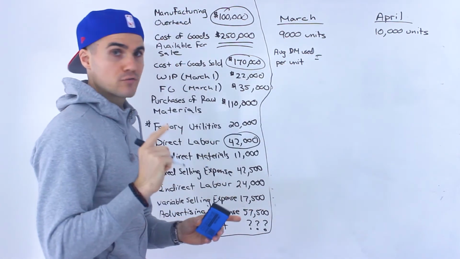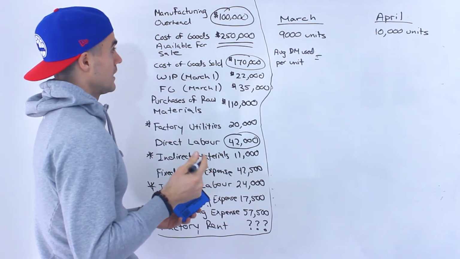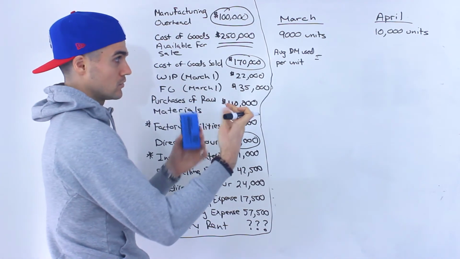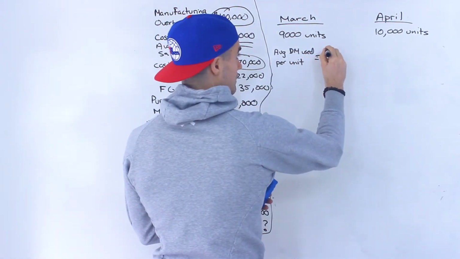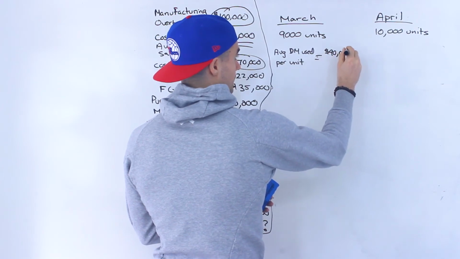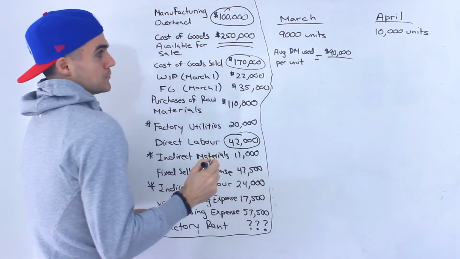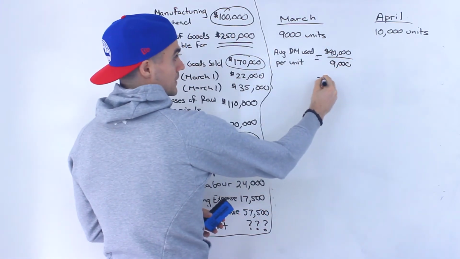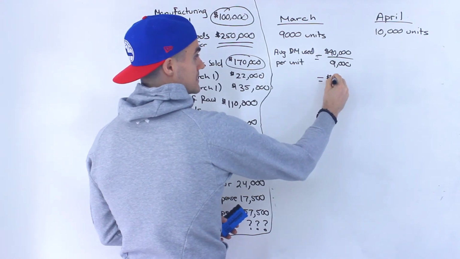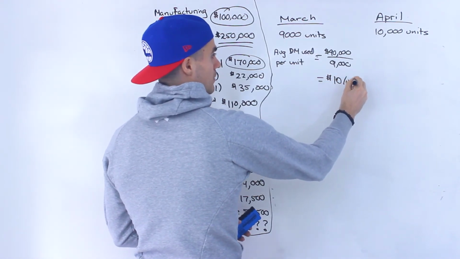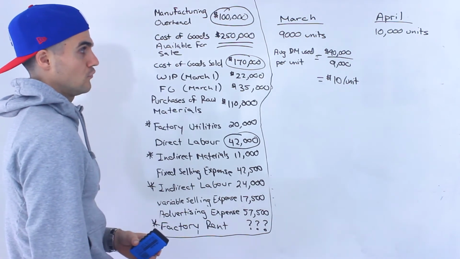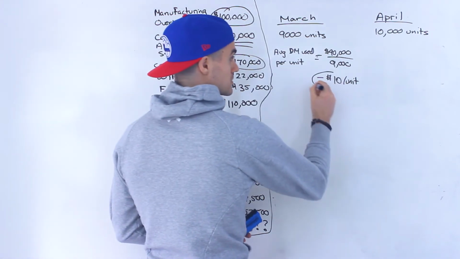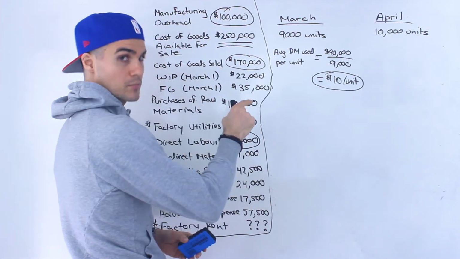Right, the average cost per unit for direct materials used. Well, what we would do is we would take that direct materials used amount, which was, if you remember, 90,000, and we divide it by the number of units produced, which was 9,000. And so what do we get here? We would end up getting $10 per unit for the direct materials used. So that is the first part of number 2.